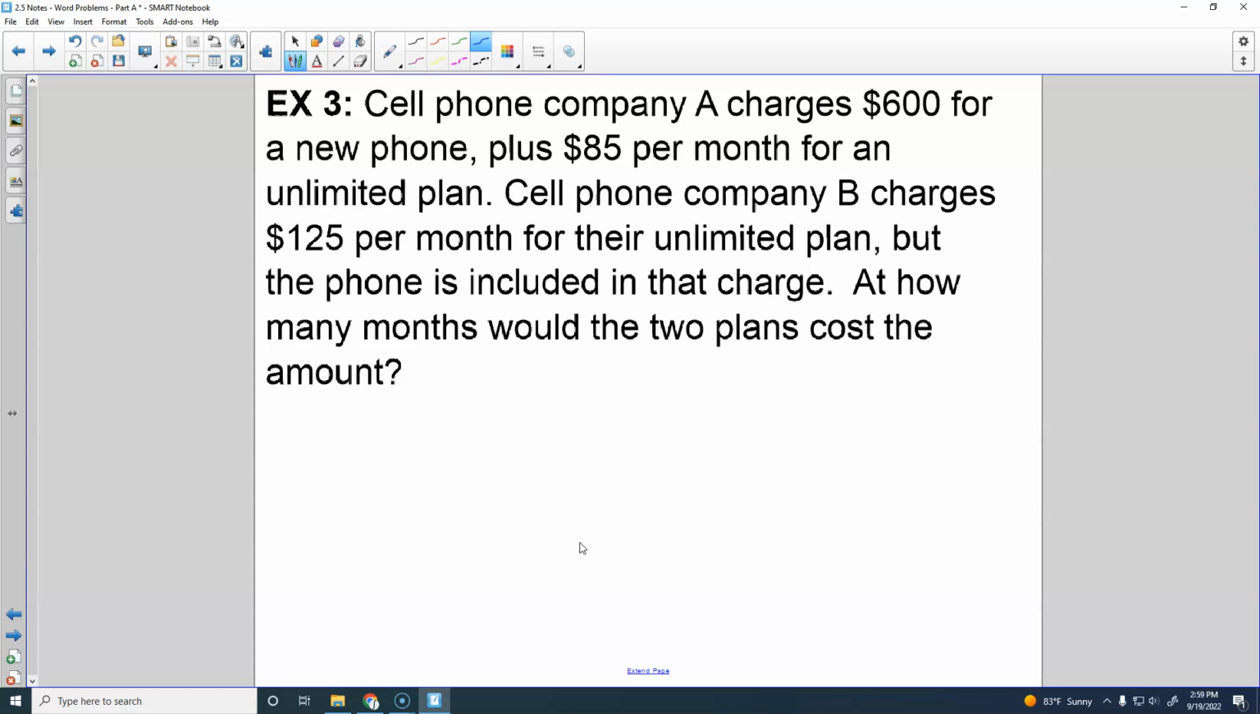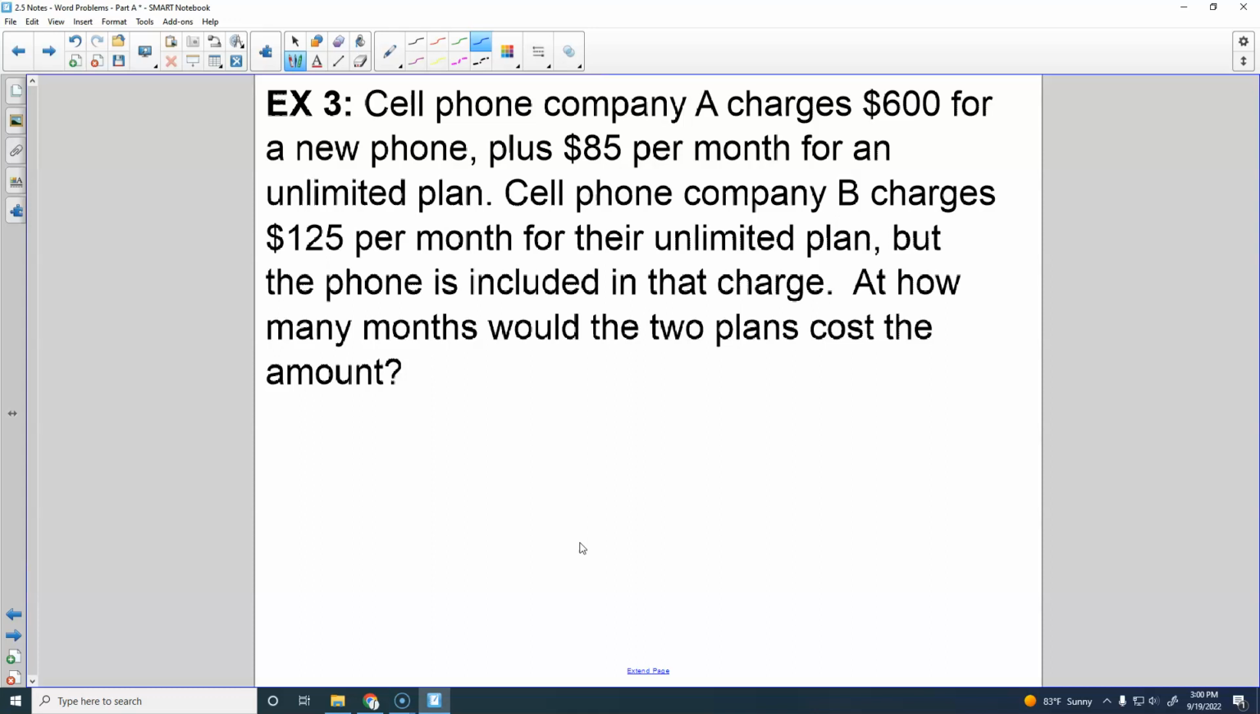So, either way, you end up paying for the phone, but depending on how much they're charging you, it could be cheaper one way or the other, depending on what kind of promos and stuff they have. So, let's say that you are trying to compare two different companies. The first company does not roll over your cost of the phone. You have to pay $600 for the phone, plus $85 per month for the unlimited plan. Okay? Cell phone company B, they charge $125 per month for their unlimited plan, but the phone is included.